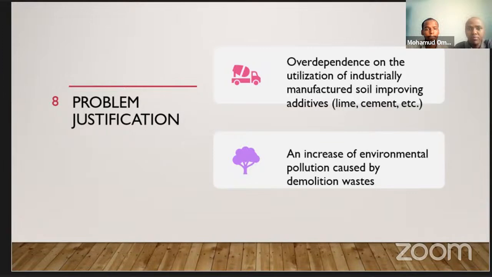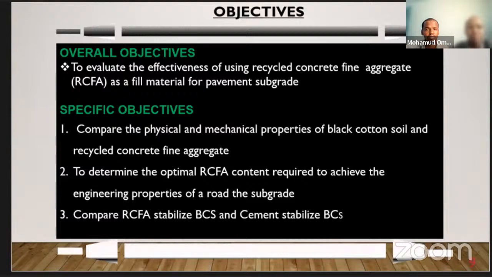For objectives, the overall objective for this research is to evaluate the effectiveness of using recycled concrete fine aggregate as a fill material for pavement subgrade. And the specific objectives are, number one, to compare the physical and mechanical properties of black cotton soil and recycled concrete fine aggregate. Number two, to determine the optimal recycled concrete fine aggregate content required to achieve the engineering properties of a road subgrade, and also to compare the recycled concrete fine aggregate stabilized with black cotton soil and cement stabilized with black cotton soil.